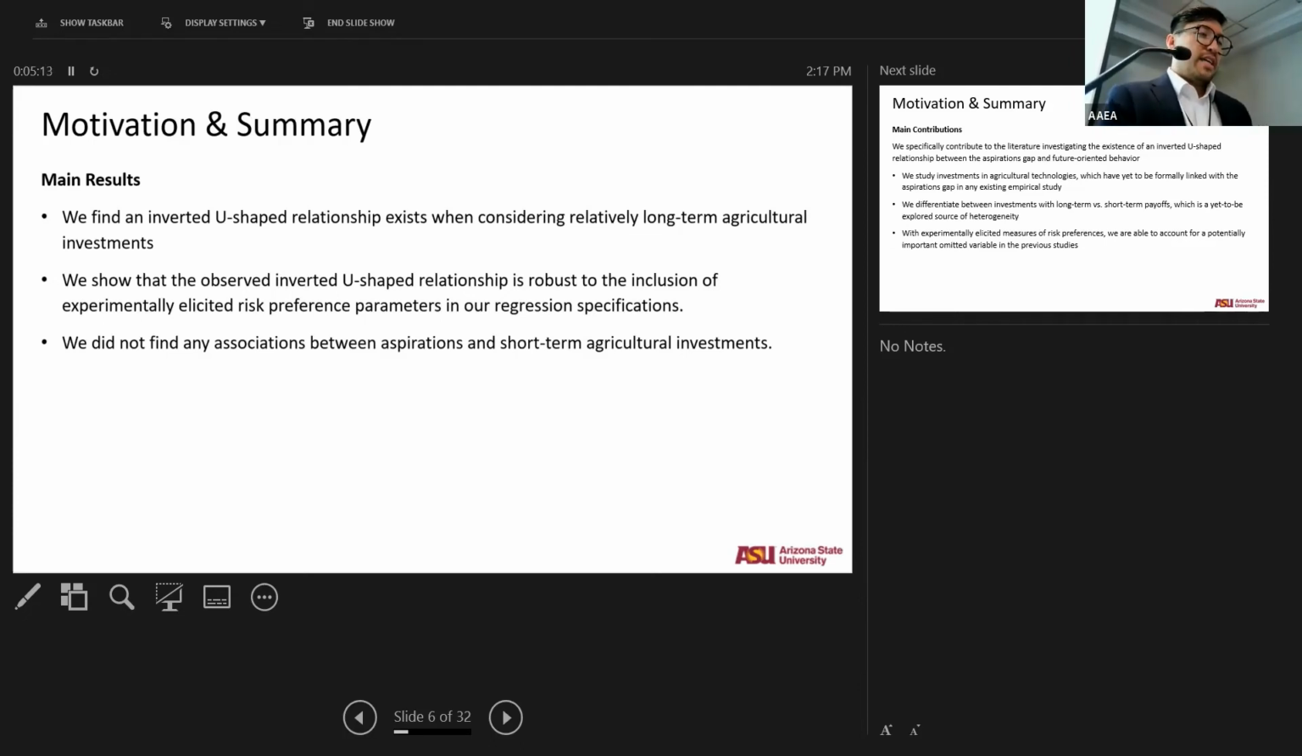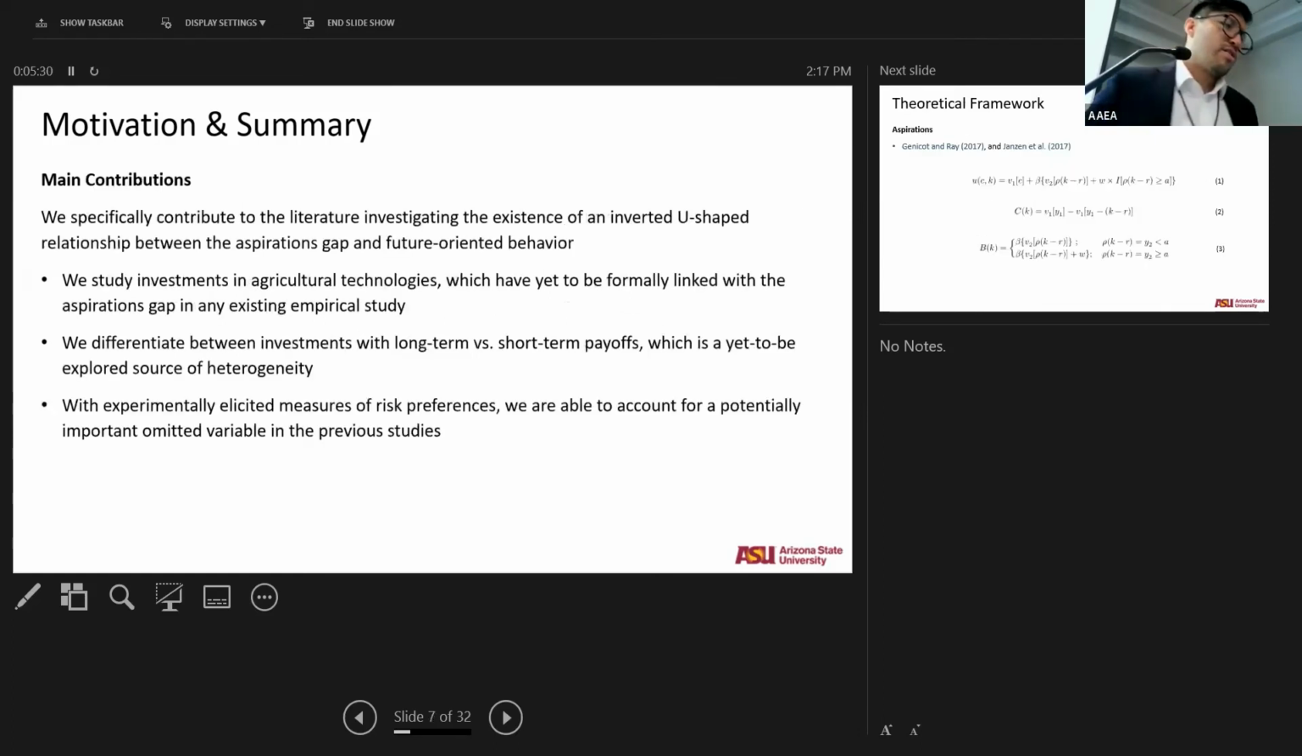And what we find is that this inverted-U relationship exists only for long-term investments, which makes sense because the literature in other fields like education also shows this in the context of long-term investments. So we see that this type of relationship also holds in agriculture.